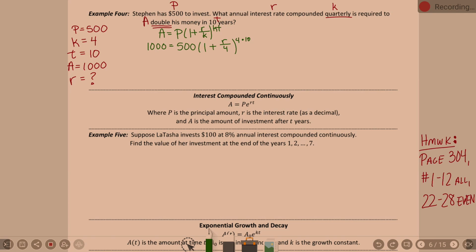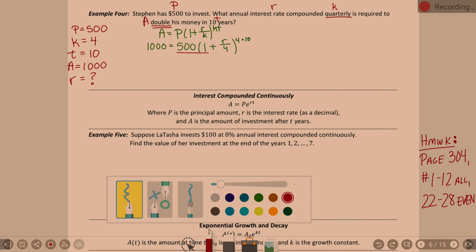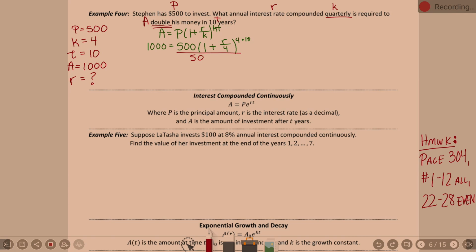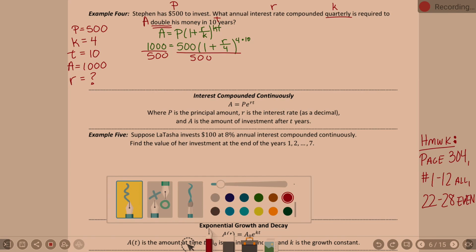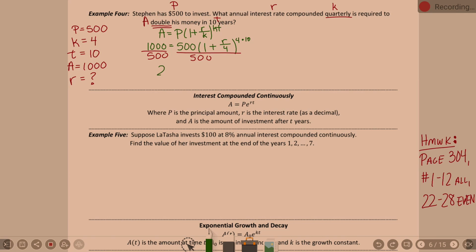But what actual step could I take? Divide over 1,000? Or 500? I say divide the other way. Work to get this power isolated to figure out what we're going to have to do next. So similar to the last problem, we're going to divide over the 500. 1,000 divided by 500 is 2. The 500s cancel. I have 1 plus R over 4, raised to the 40th.